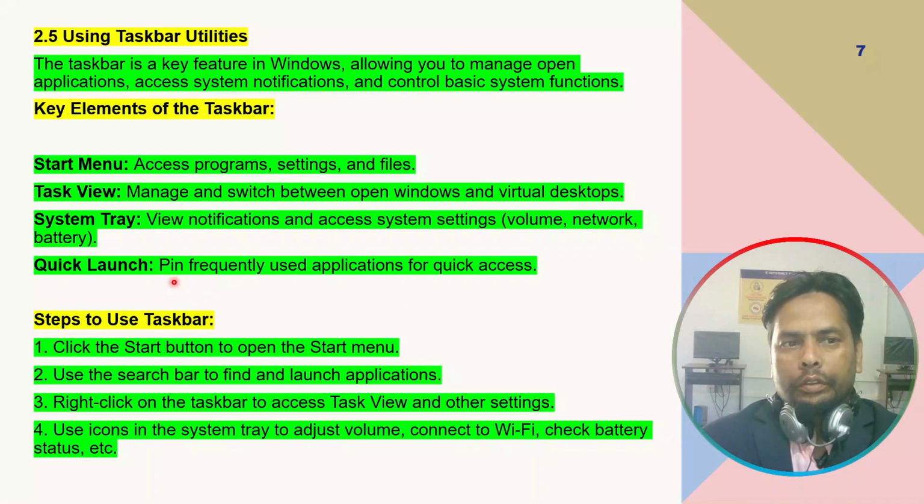Quick launch, pin frequently used applications for quick access. Steps to use taskbar: click the start button to open the start menu. Use the search bar to find and launch applications. Right click on the taskbar to access task view and other settings. Use icons in the system tray to adjust volume, connect to Wi-Fi, check battery status, etc.